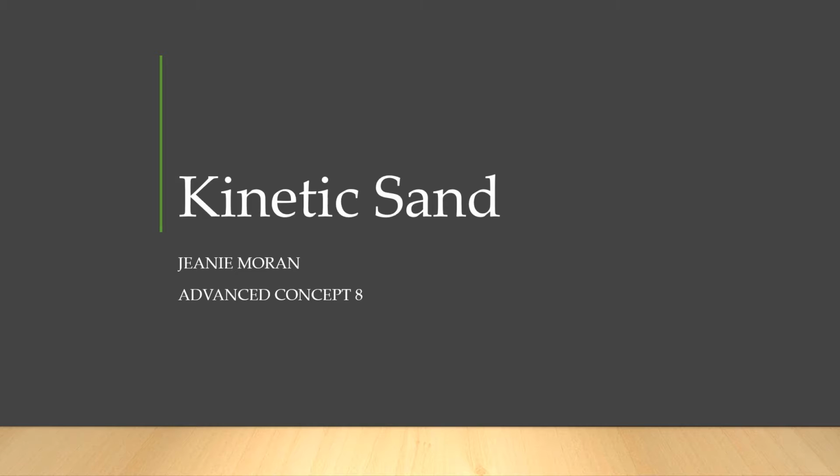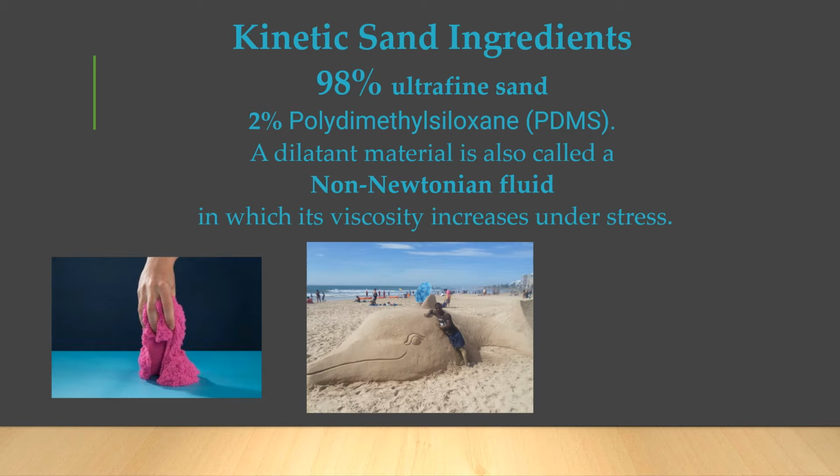This week I'm going to be attempting to create kinetic sand and explain what it is and how it works. Kinetic sand is a dilatant material and it's made from about 98% ultrafine sand and 2% polydimethyl siloxane, also called dimethicone. A dilatant material is also referred to as a non-Newtonian fluid in which its viscosity increases under stress.